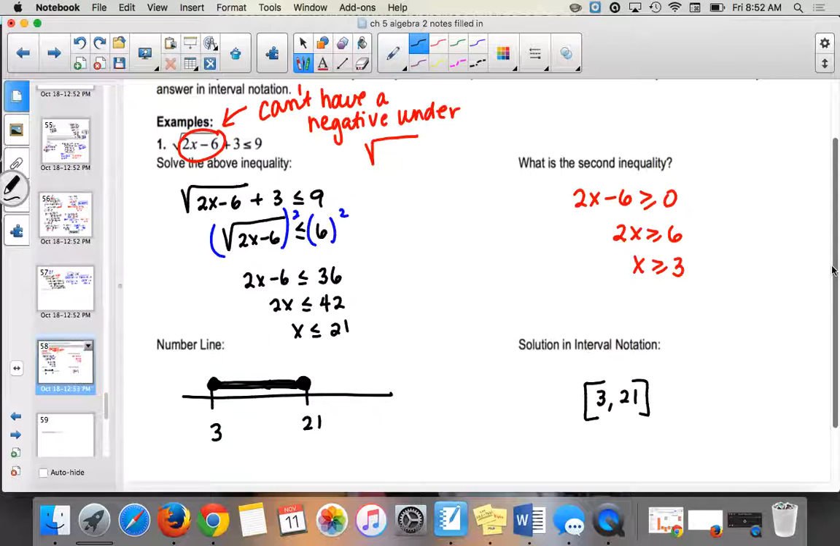So as long as you're picking numbers between 3 and 21, you're good. But if you pick something smaller, it messes up the inside of the square root. You get a negative under a root. But if you pick something bigger, your final result is not less than or equal to 9. Okay, so that's why it has to be between those.